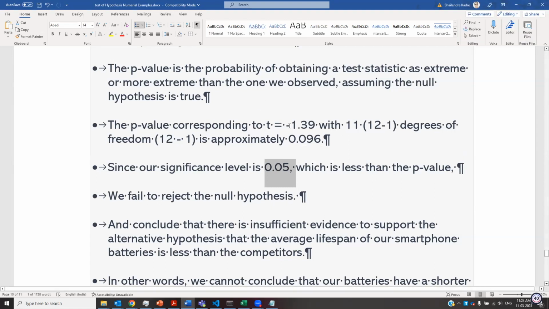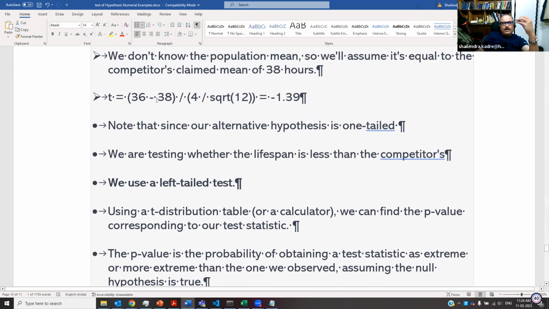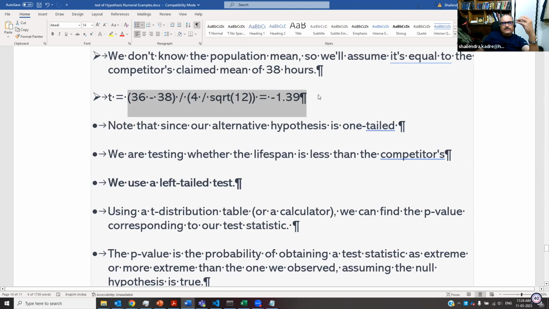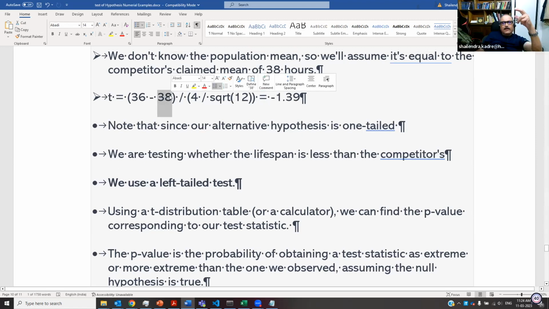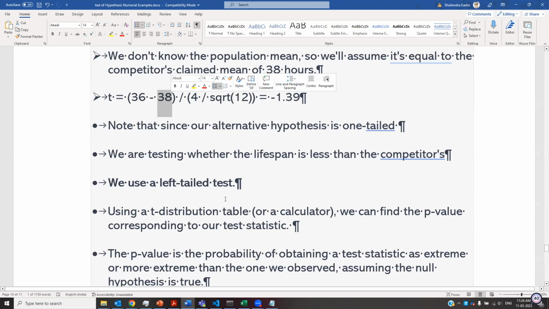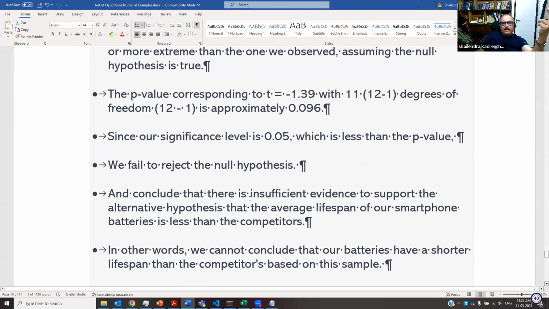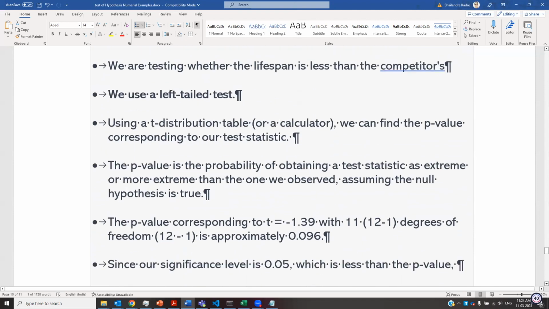So this was a t-statistic. The t-statistic value was minus 1.39. The formula is the same. Only here, instead of the population mean, you use the claim we have taken, 38, which is the competitor's mean. So you got the P value now with the calculator. The P value is greater than the significance level, so we fail to reject the null hypothesis.